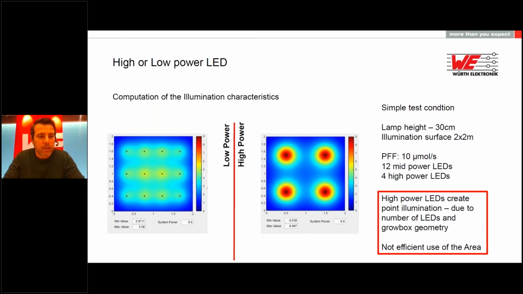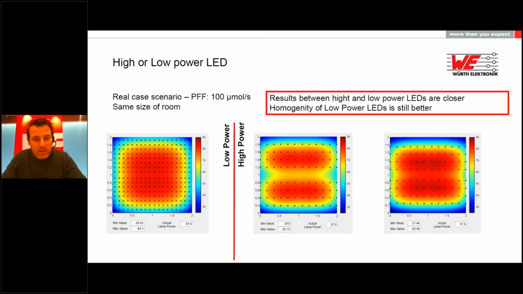The mid-power LEDs provide a much more homogeneous solution with a higher illuminated area, while the high-power LEDs just provide 4 peaks around the LEDs, and this is with the standard 120 degrees viewing angle of the product. And as you see here in the middle, we have a lot of area which is not illuminated. Of course, this is just to show you how it all works, and in reality things look a little bit different.